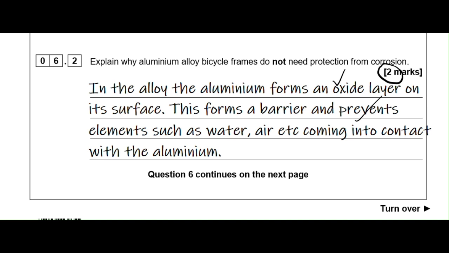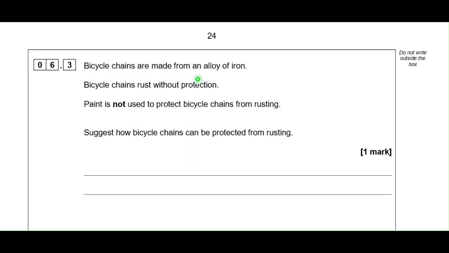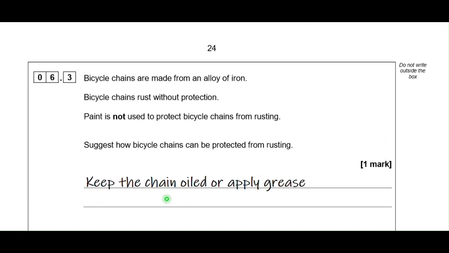Over the page, 6.3. Bicycle chains are made from an alloy of iron. Bicycle chains rust without protection. Paint is not used to protect bicycle chains from rusting. Suggest how bicycle chains can be protected from rusting for 1 mark. If you have a bicycle, you will know that you have to keep the chain oiled or you have to apply grease. 1 mark.